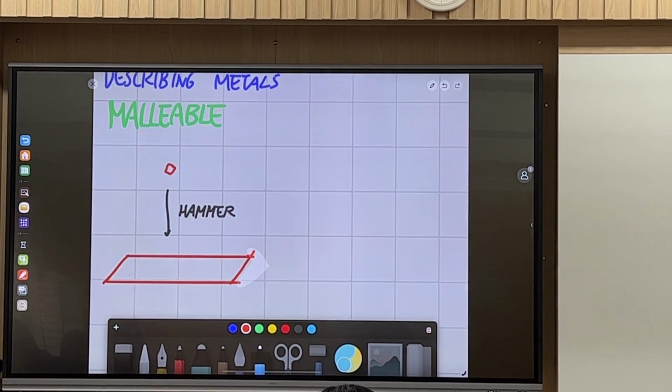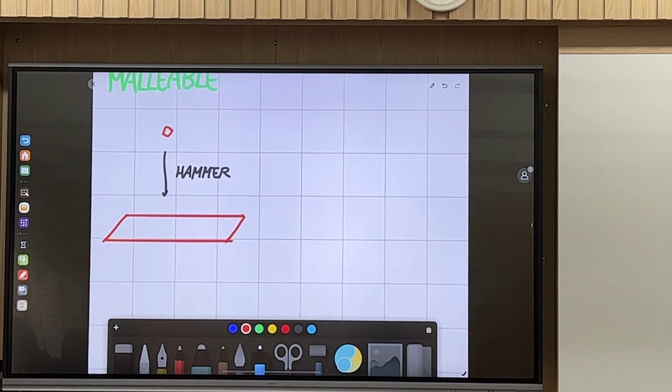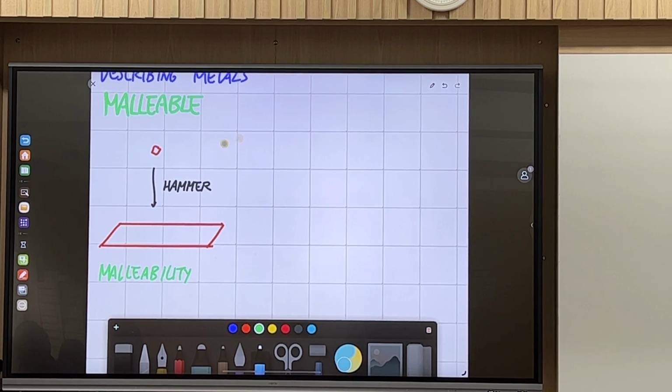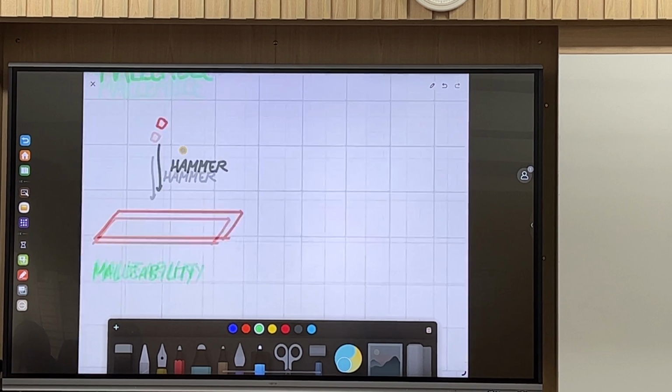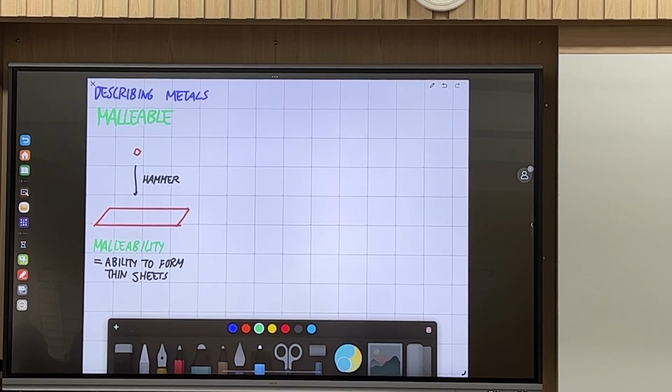So malleability is the ability to turn into thin sheets. So malleability, write down the word. You need to know how to spell it. You can also use malleable when you just describe the metal. So malleability is the ability to form thin sheets. And then there's another word, ductility.